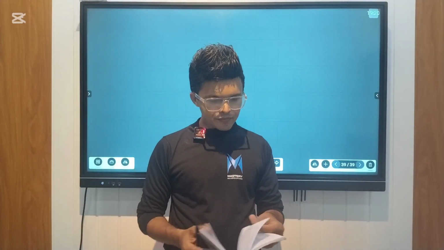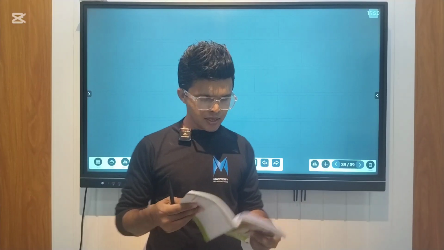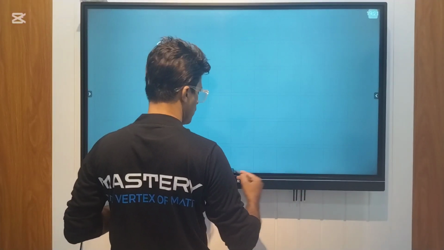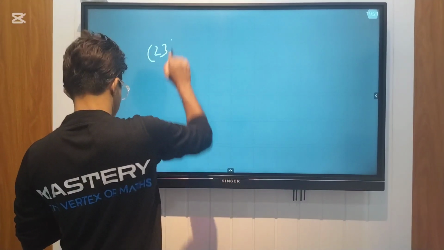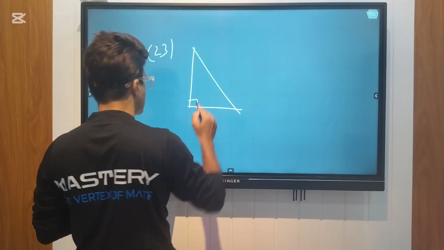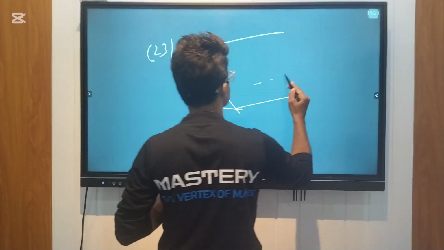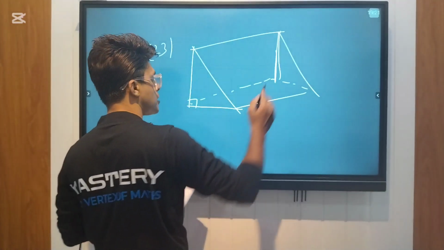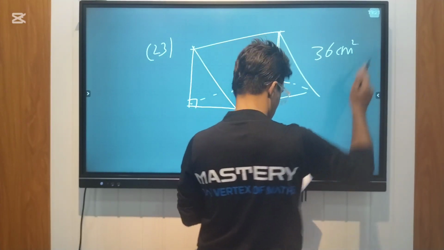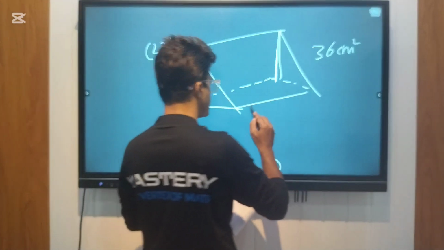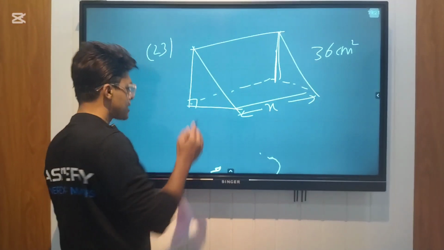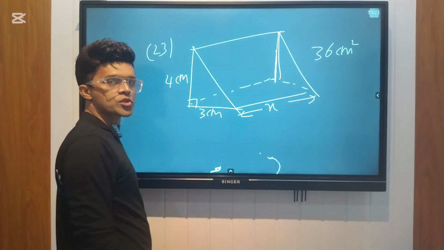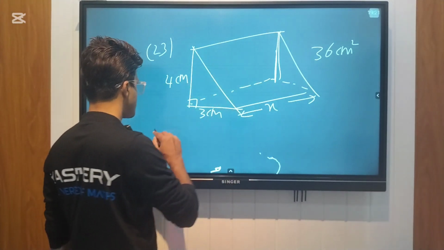23rd question. The volume of the prism is 36 cm squared, and we have to get the value of the length. The volume of a prism is generally taken as the area of the cross section, this is the cross section, into the length.